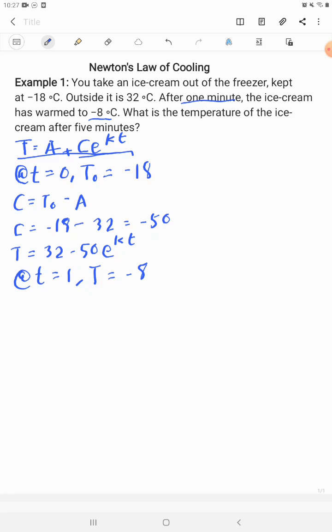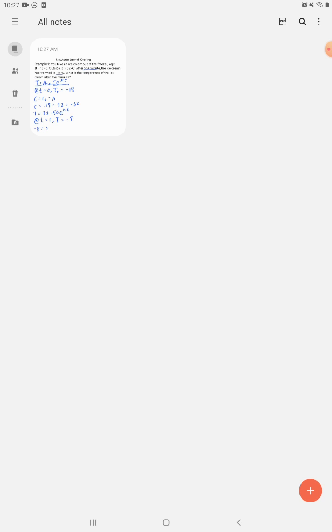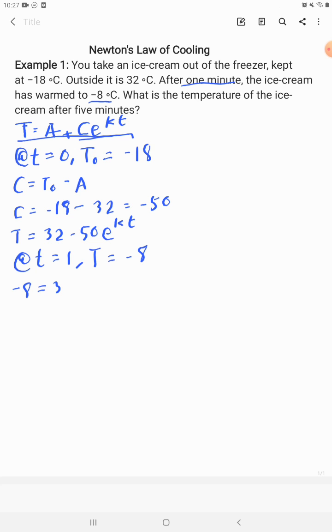So t is equal to 1, the temperature is equal to negative 8 degrees Celsius. So we substitute negative 8 for T, the temperature of the ice cream. So negative 8 equals the temperature of the surrounding, 32. Okay, the temperature of the surrounding. Sorry. The temperature of the surrounding is 32.